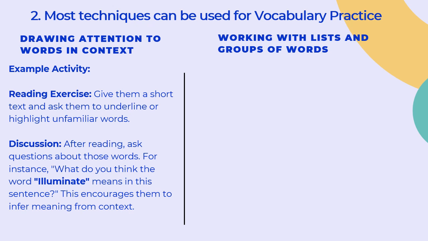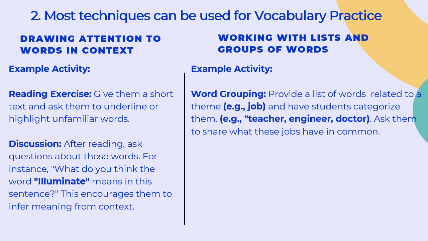Another technique is to get them to work with lists or groups of words. How are you going to do this? You give them a list of words related to a theme, for example, a job. And then you have students categorize them by using the words under the theme of a job and put them in the correct column. So for example, words like teacher, engineer, or doctor, they are under the theme of a job. So if they can put these words together under this theme, that means they understand what these words mean. And that is a good practice for them to branch out to other word associations.